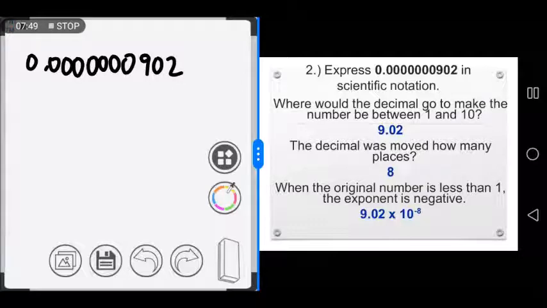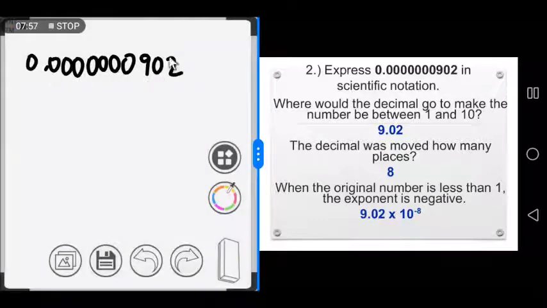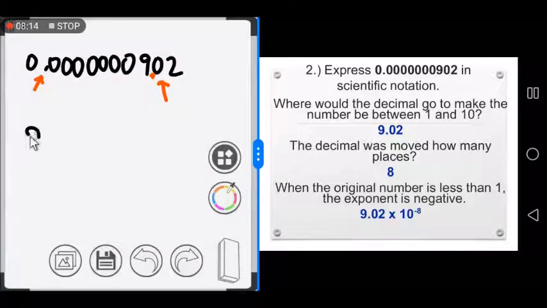So, alalahanin natin yung step. Identify the position of our decimal point. So, dahil ito naman ay decimal number, ayun ang unang position ng decimal point. Place the decimal point after the first non-zero digit. So, mapupunta daw siya dito. Okay? So, therefore, dyan pa lang sa step na yan, we already know that yung A natin will be 9.02.